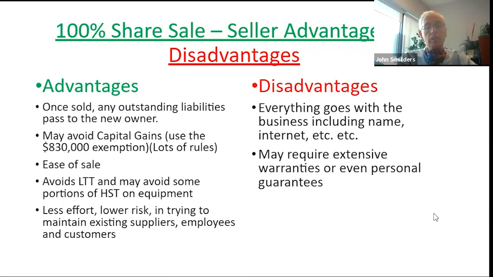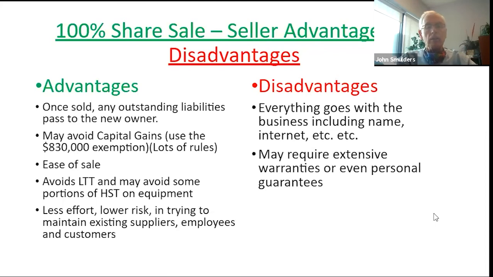Seller advantage is in ease of sale because it can avoid land transfer tax and may avoid some portions of HST on equipment. Now, it can avoid land transfer tax if it's a straight up business. If there's property involved, and property is a major part of that corporation, there's once again a very, very, very big book on how to calculate land transfer tax for corporations. That's beyond the scope of this course. Make sure your buyer's getting accountant advice, okay?